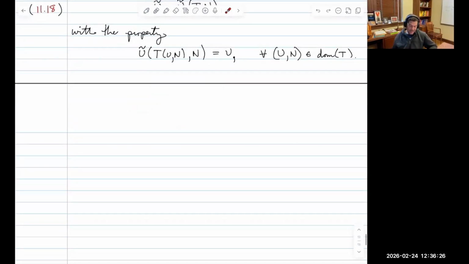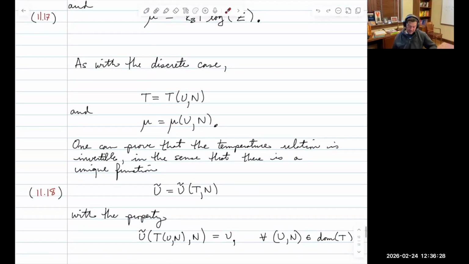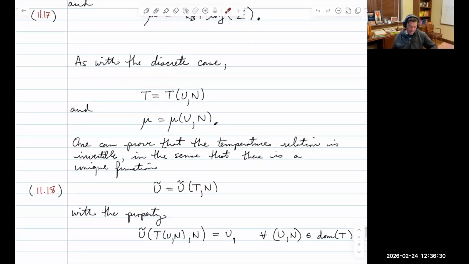Okay, so we're going to use that again and again, especially next time as we study the ideal gas law. So I'm going to stop there and I'll take any questions you have.